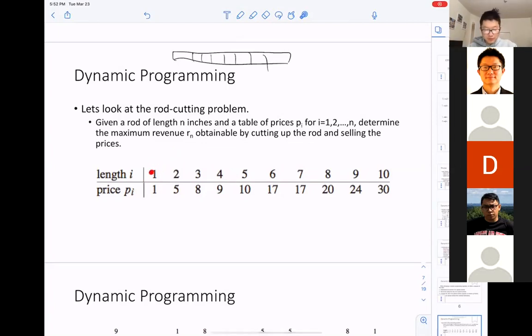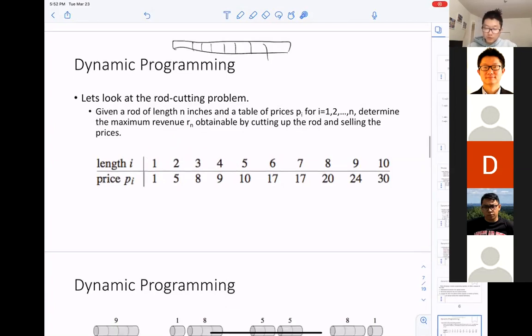So here, for example, if we sell a rod of length 1, we can get $1. Whereas if we sell a rod of length 2, we will be able to make $5. If we sell a rod of length 3, we will be able to make $8, etc. And then the problem that we want to solve is this.